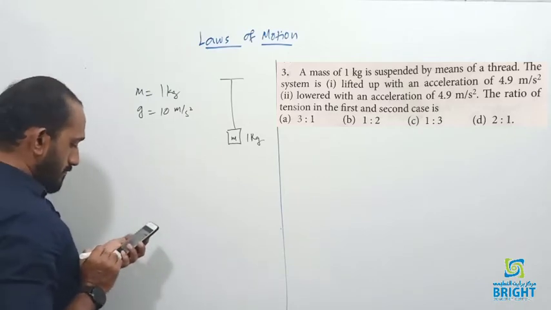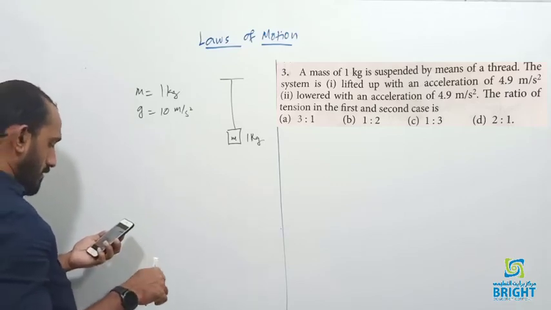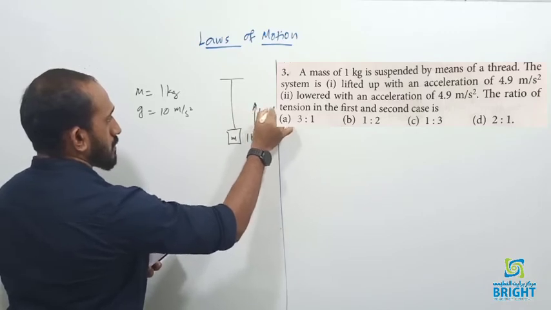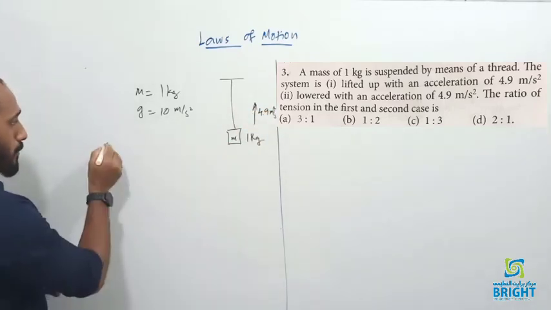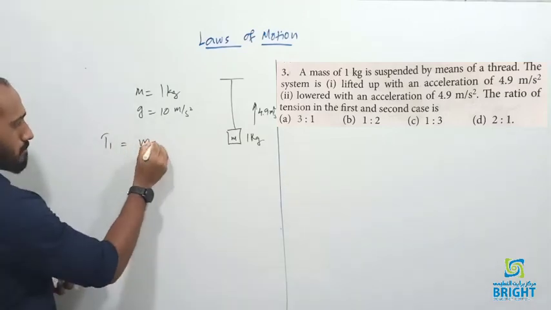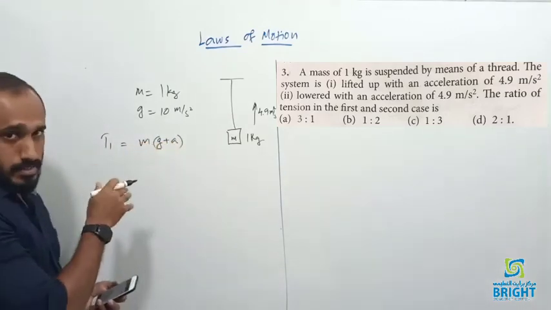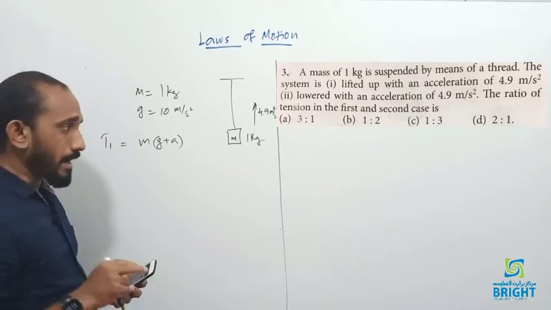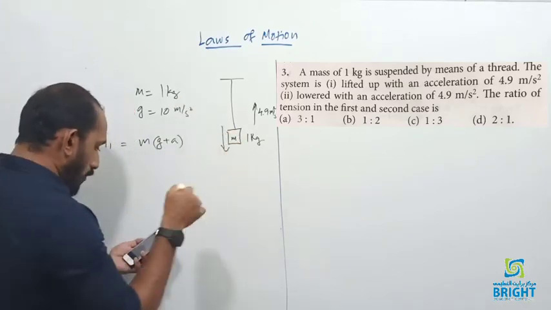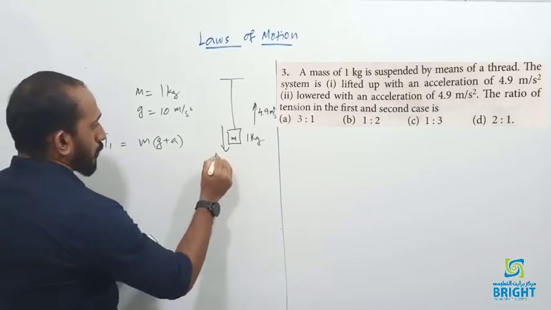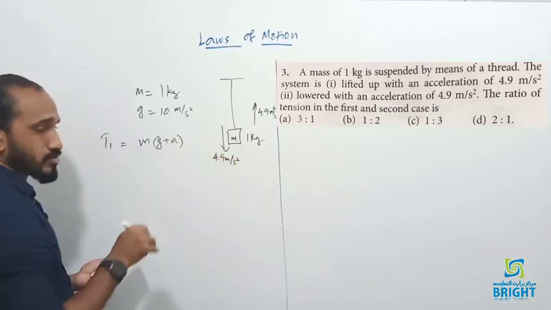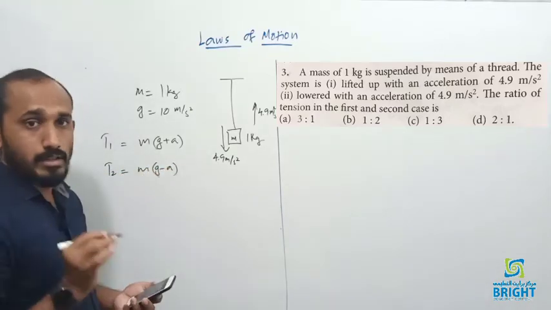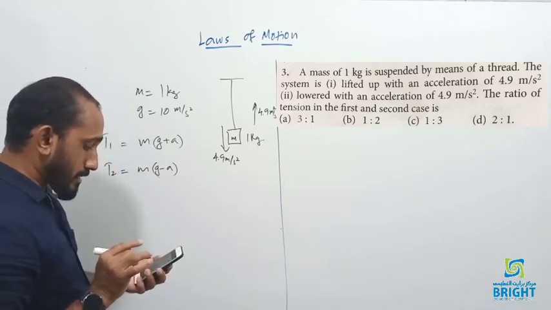And it says that when the mass is lifted up with an acceleration of 4.9 meter per second square, at that end, what will be the total tension? I am putting T1, it is equal to m into (g plus a). Just as we discussed, the resultant or apparent tension will be m into (g plus a). And when it is lowered with an acceleration of 4.9 meter per second square, in the second case, T2 will be equal to m into (g minus a). And the question is, you have to find the ratio of tension in the first and second case.